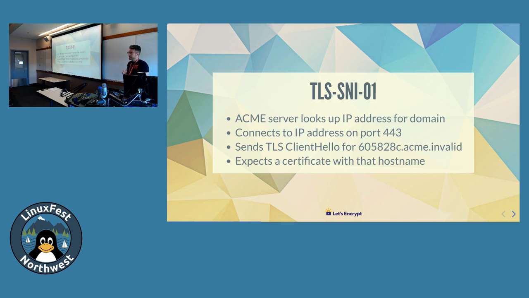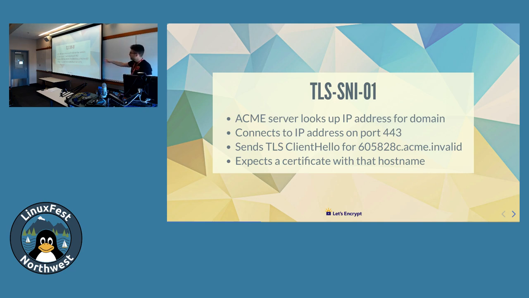So for TLS SNI, ACME specifies that the CA should generate a token, the client should generate a self-signed certificate that encodes that token in the list of domain names. And to validate this, the ACME server requests the certificate. So the ACME server looks up the IP address of that domain name, connects to it over TLS, and sends a client hello, which is one of the TLS handshake messages, with an SNI field containing that encoded token.